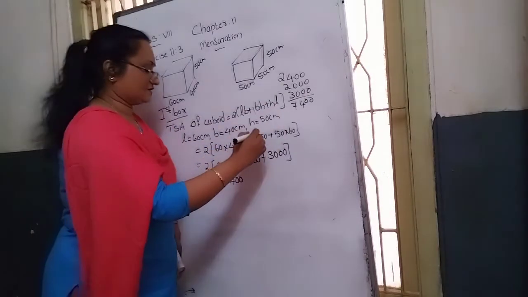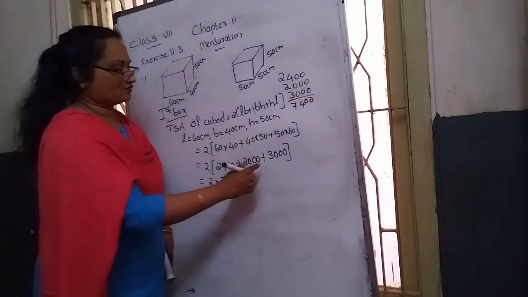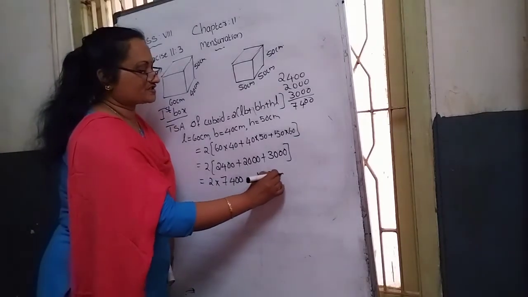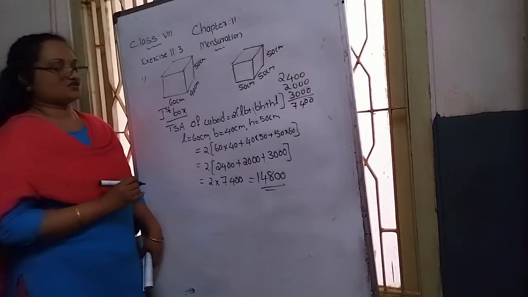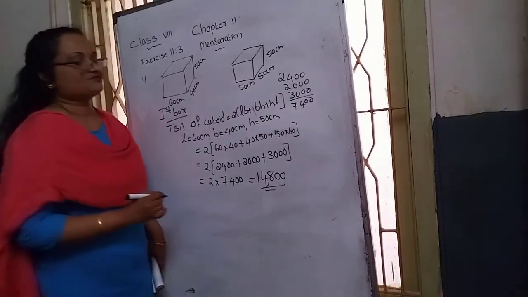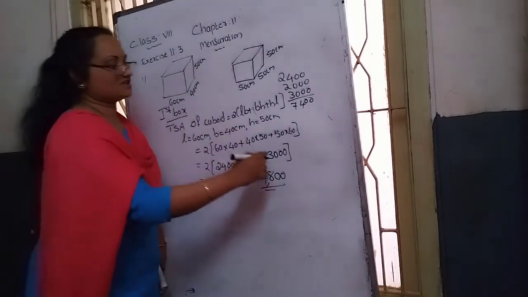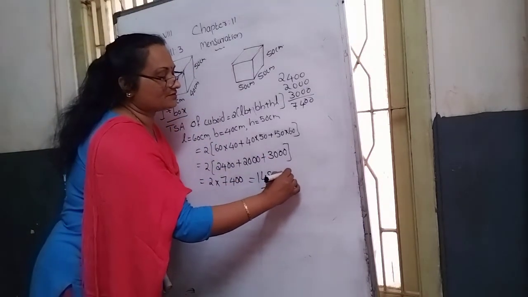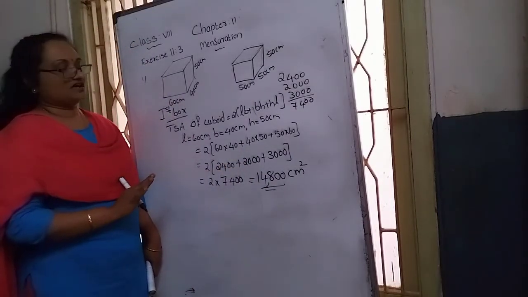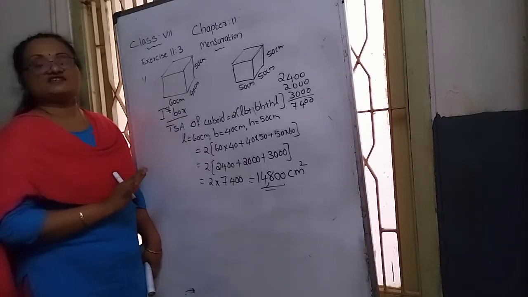Then that value is multiplied by the 2 outside, which is in the formula. So 2 fours are 8, 2 sevens are 14, and 2 zeros. So the answer is 14,800. Since length, breadth and height are given in centimeters, our unit is square centimeter. So 14,800 square centimeter is the total surface area of the first box.